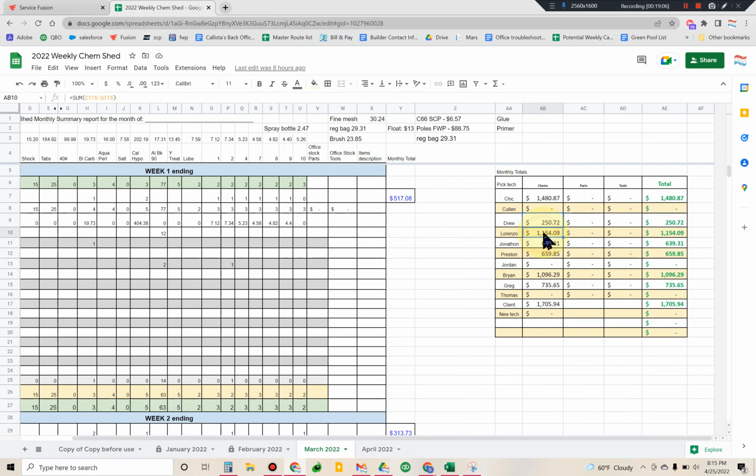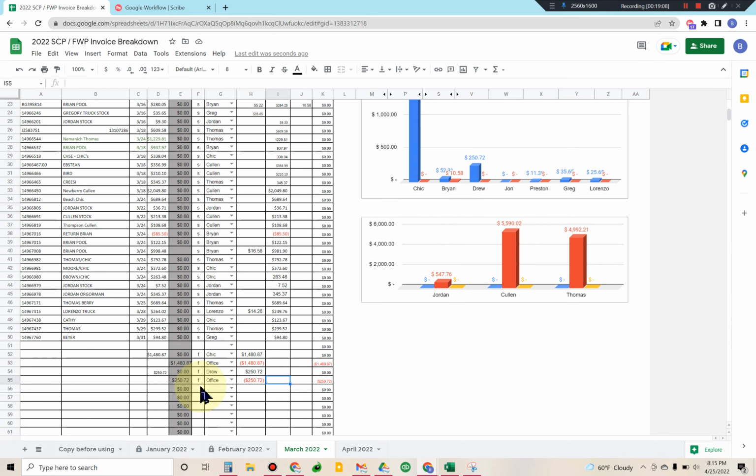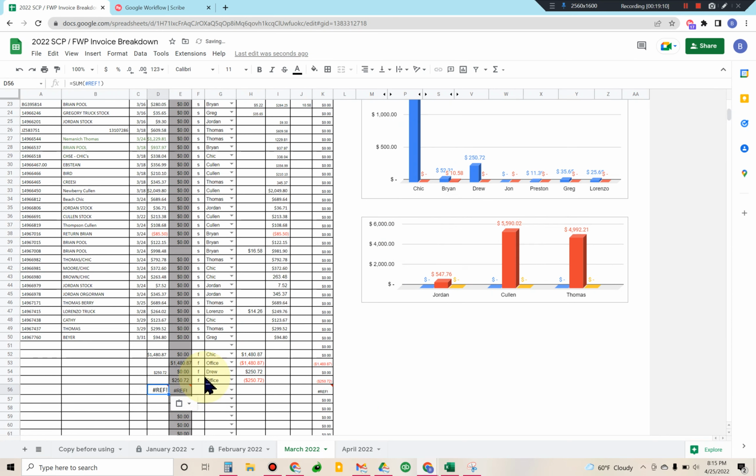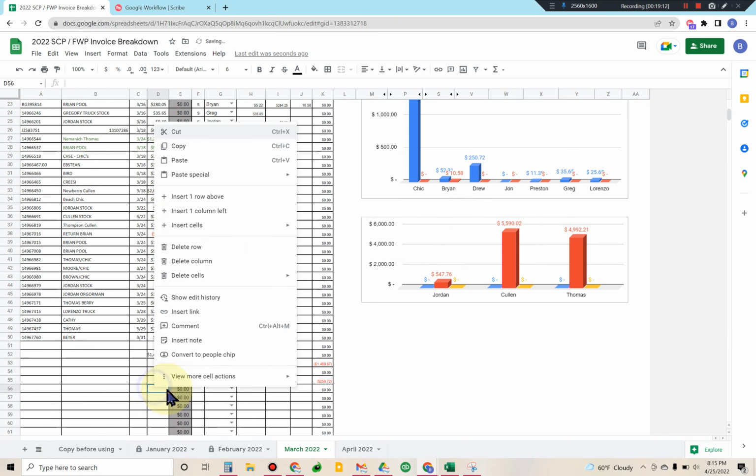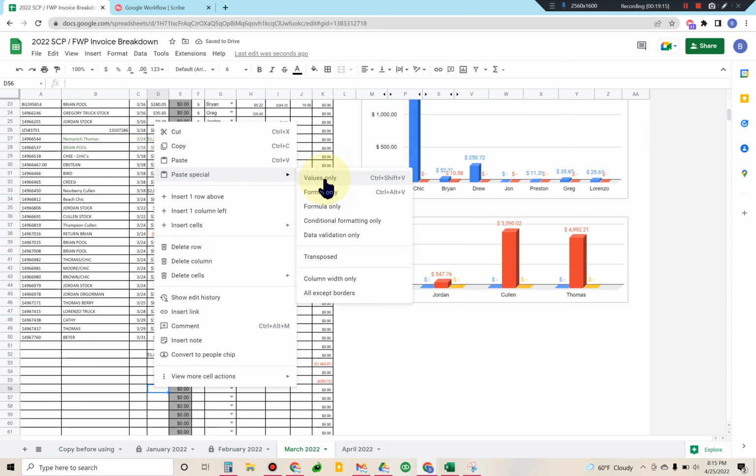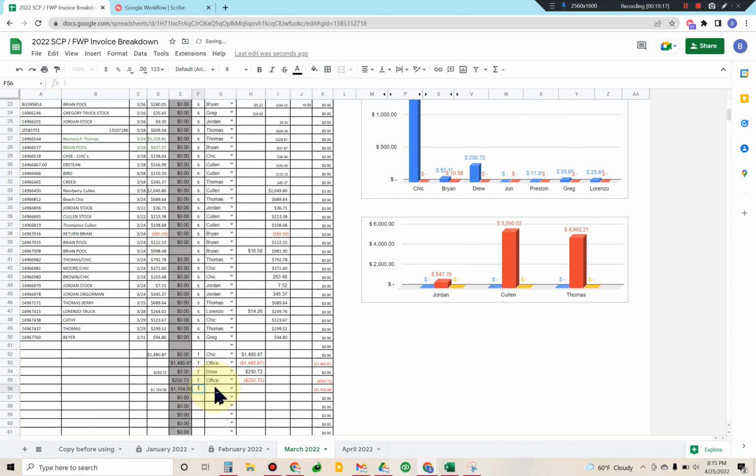So you keep going down here with all these examples. That's what you get if you cut and paste. You don't want to do that. You want to go to paste special, values only. And this is Lorenzo. That's his total. And then we need to go to the office and deduct it. They should always be balanced.